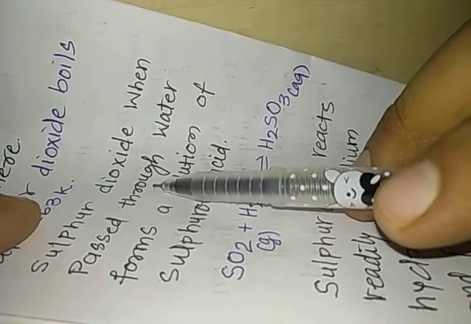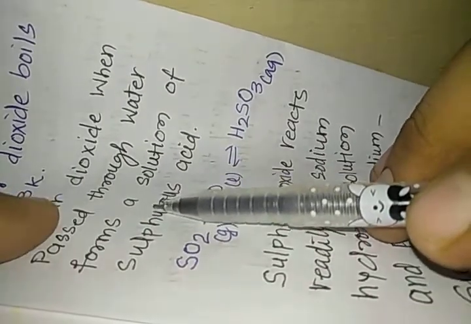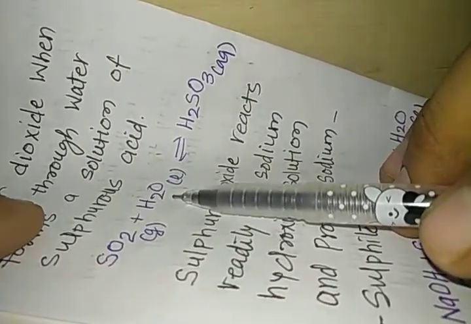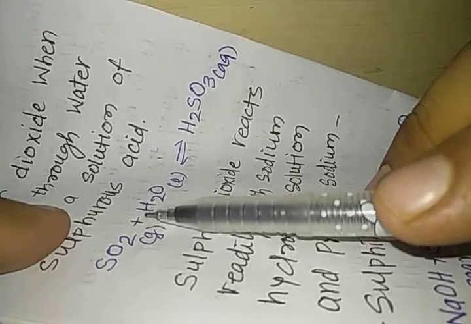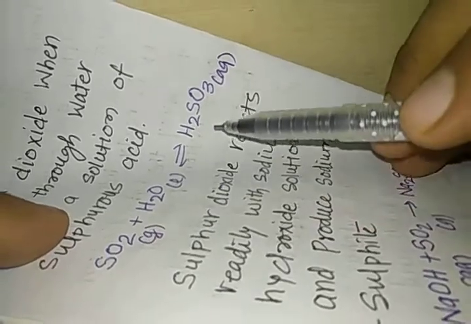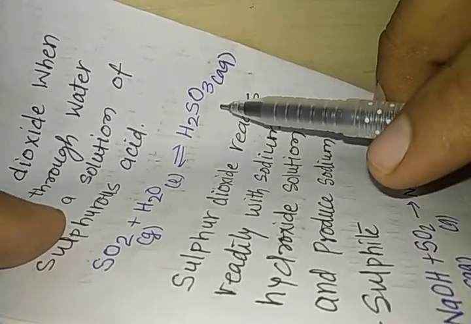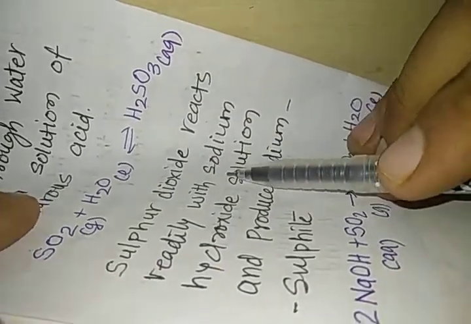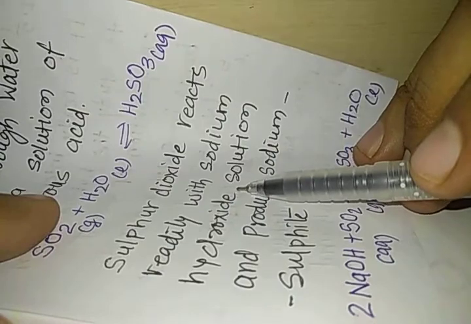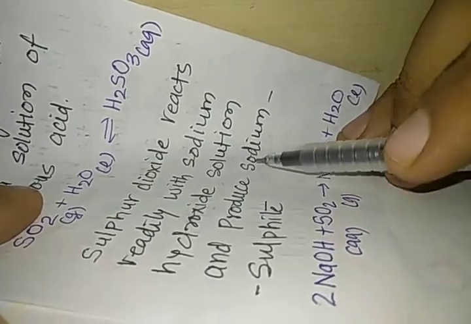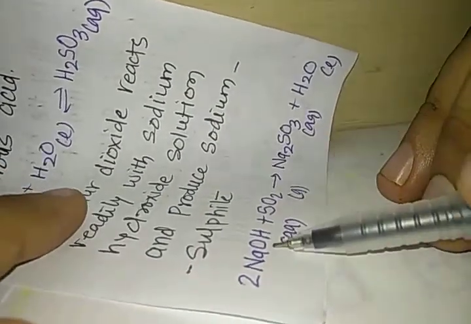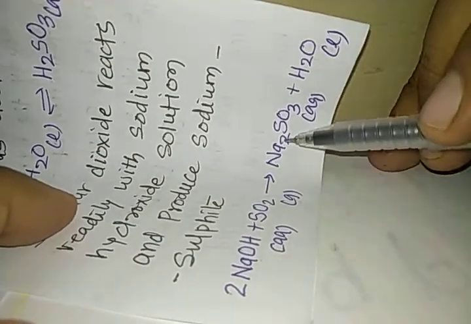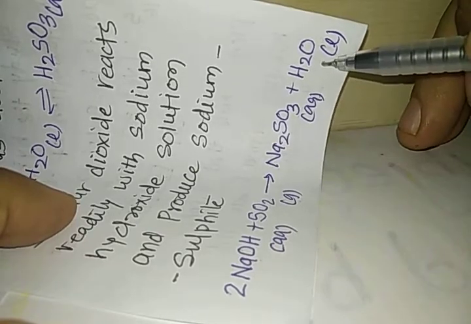Sulfur dioxide, when passed through water, forms a solution of sulfurous acid. You can easily understand: sulfur dioxide reacts with water and produces H2SO3, which is known as sulfurous acid. Sulfur dioxide reacts readily with sodium hydroxide solution and produces sodium sulfite: 2NaOH plus SO2 gas gives Na2SO3 plus water.